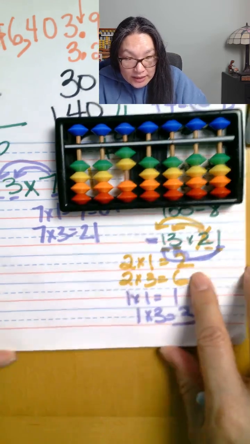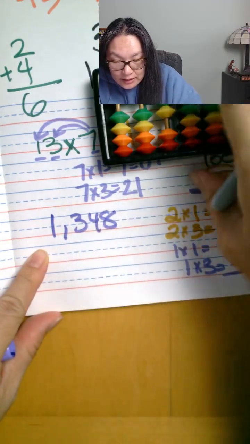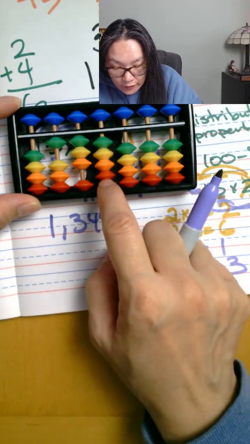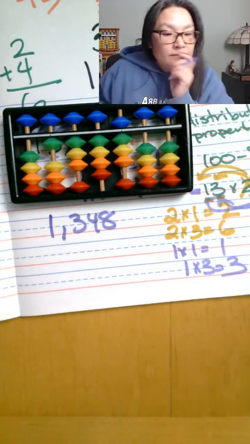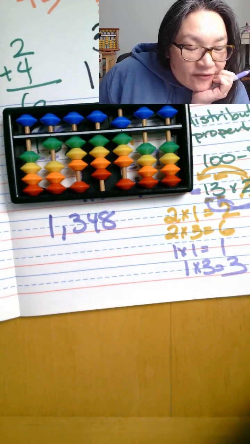So just like as we did 1,348, so we could do 1,348. Once it becomes natural, it makes math blazing fast to do mentally.